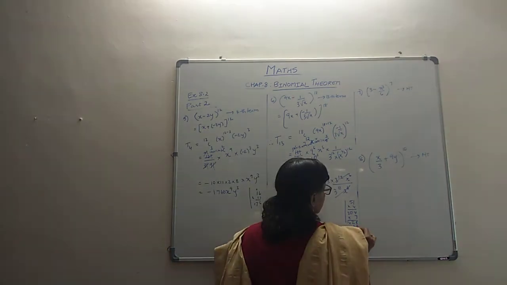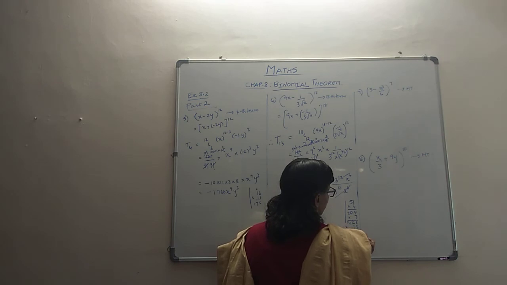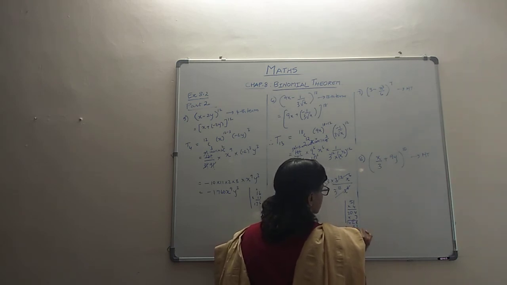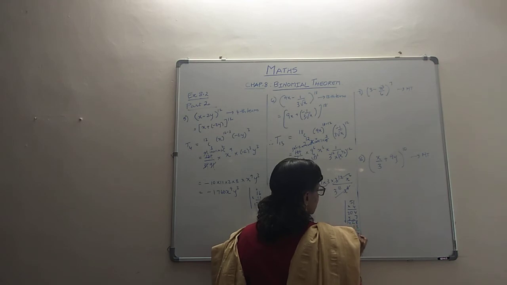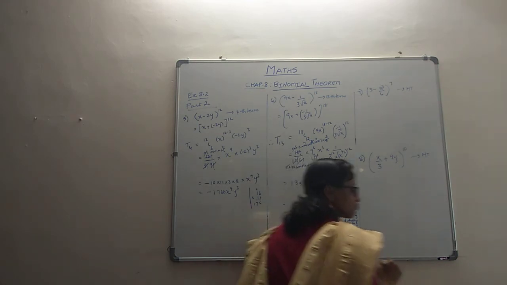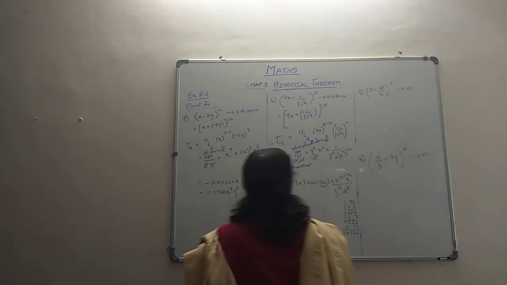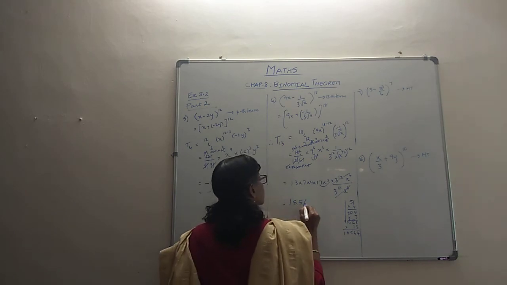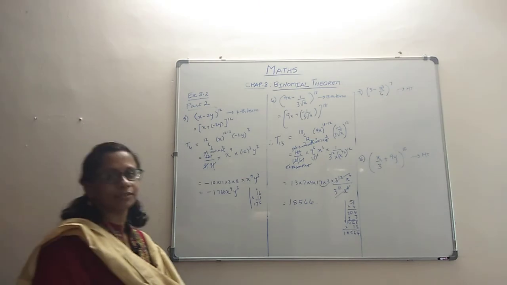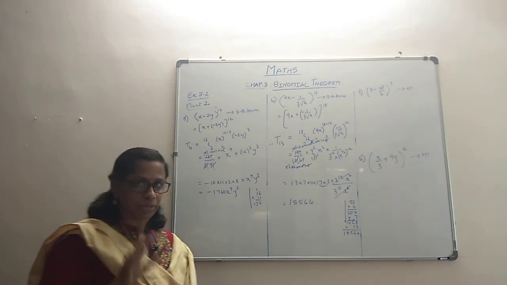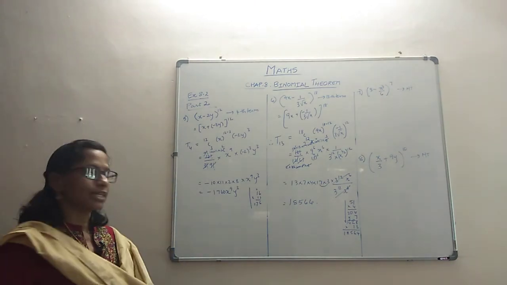Yeah, maybe. 13 8s are 104. So 10, 13 2s are 26, 36. 13 fours are 52, 55. 13 ones are 13, 18. 1, 8, 5, 6, 4. Yeah. That is the 13th term. There's no x and all that because all of them are getting cut. Finally, you're getting only this as the answer.